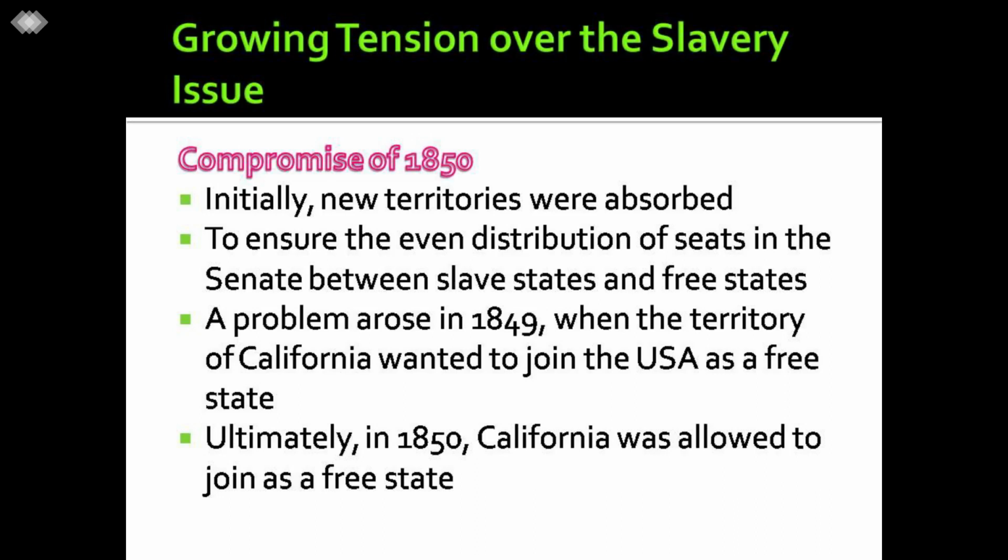The Congress feared that the southern states would break away from the Union if the balance between the slave states and the free states were disturbed. Ultimately, in 1850, California was allowed to join as a free state. This tilted the balance in favor of the free states. To please the slave states, the law providing for the capture and return of fugitive, that is, runaway slaves, was made stricter than before.